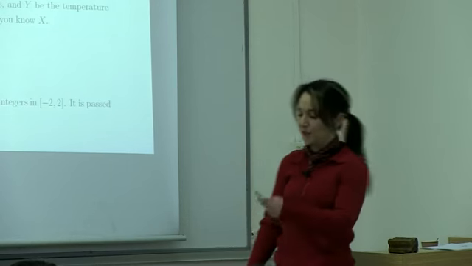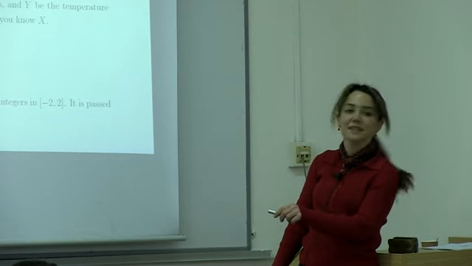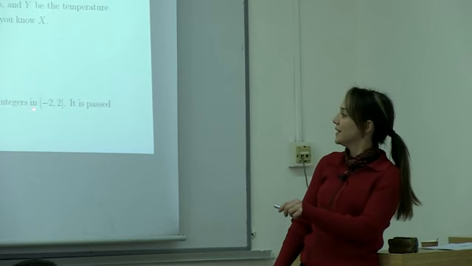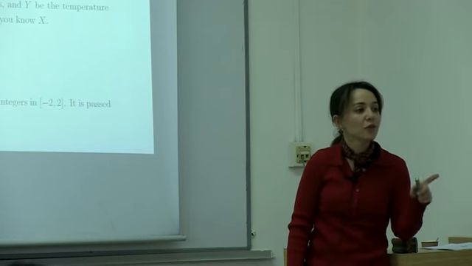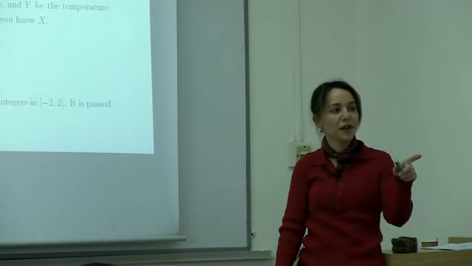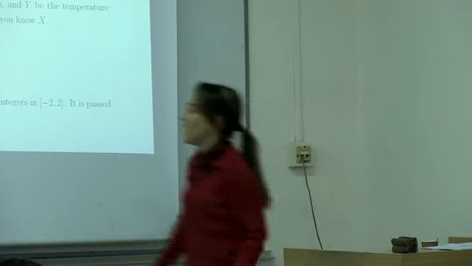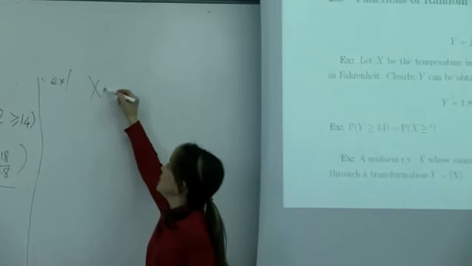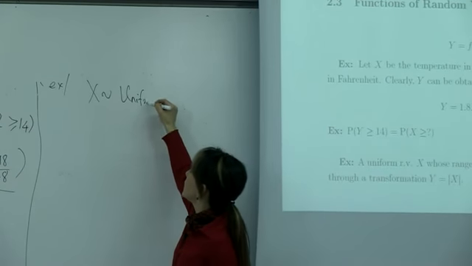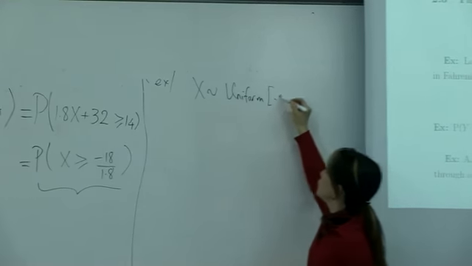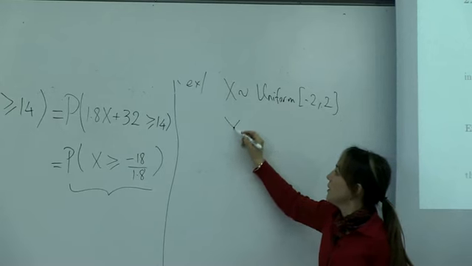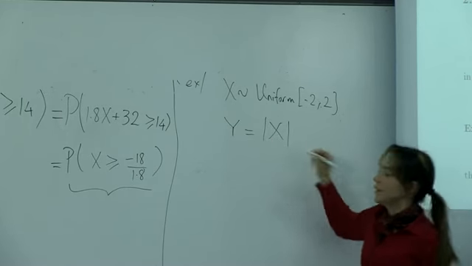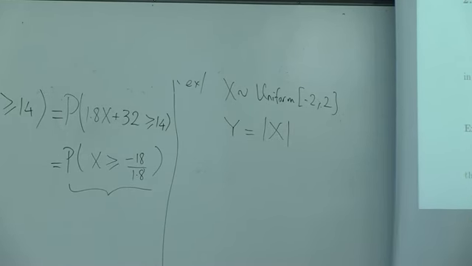What is y? So x is x. Between 0 and 2. Positive values. You're right. Yes. So in the example, x is uniform from -2 to 2. Then y, which is the absolute value of x, will take the values 0, 1, and 2.